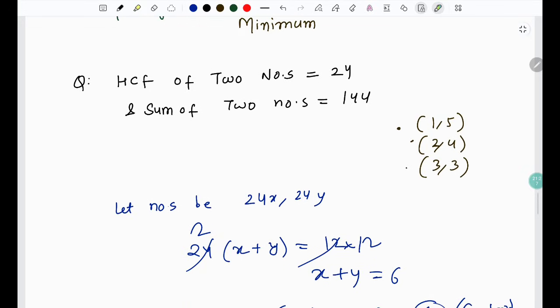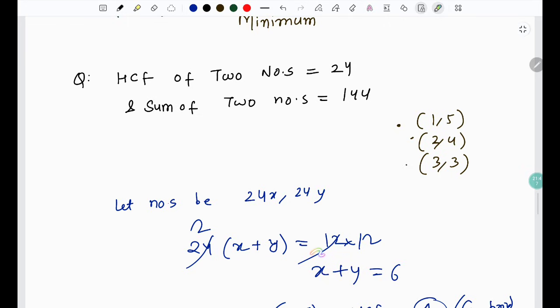Now here is another question where the highest common factor of two numbers is 24 and the sum of the two numbers is 144. What is the combination of numbers for this given question? So the HCF of the two numbers is 24. We can write the numbers as 24x and 24y, and the sum of the two numbers as 144. We'll simply be doing the mathematics. 24 times x plus y is equal to 144, then x plus y comes out to be 6. Now this equation will be satisfied by 1 and 5 also, because 1 plus 5 is 6, 2 plus 4 is 6, 3 plus 3 is 6, but we also have to check whether the highest common factor for these numbers is 24 or not.